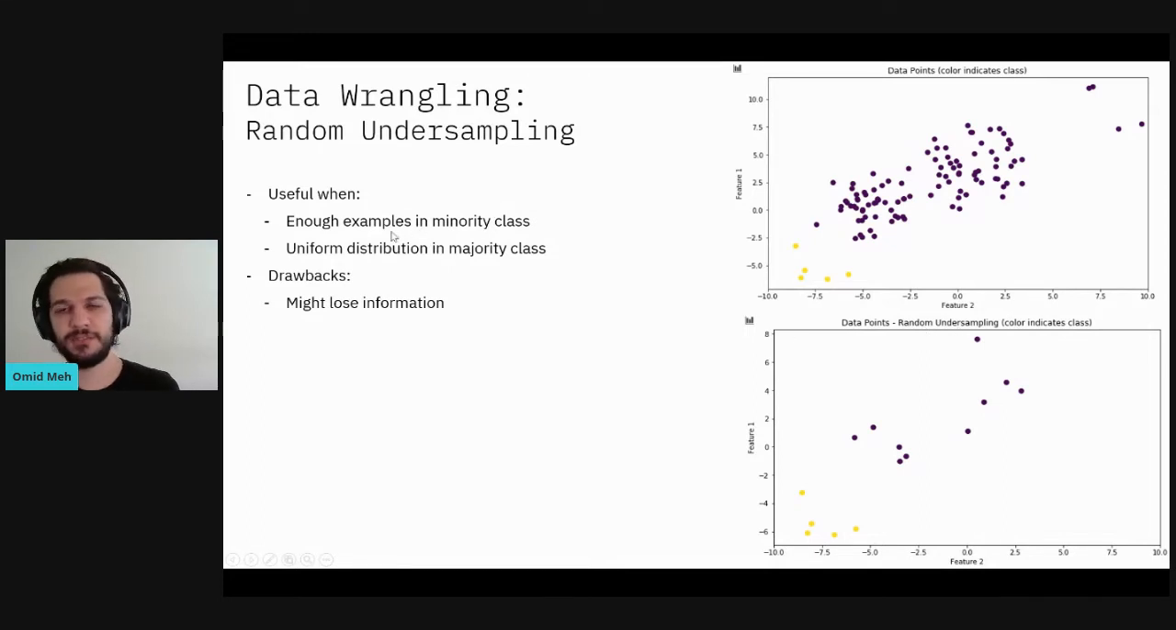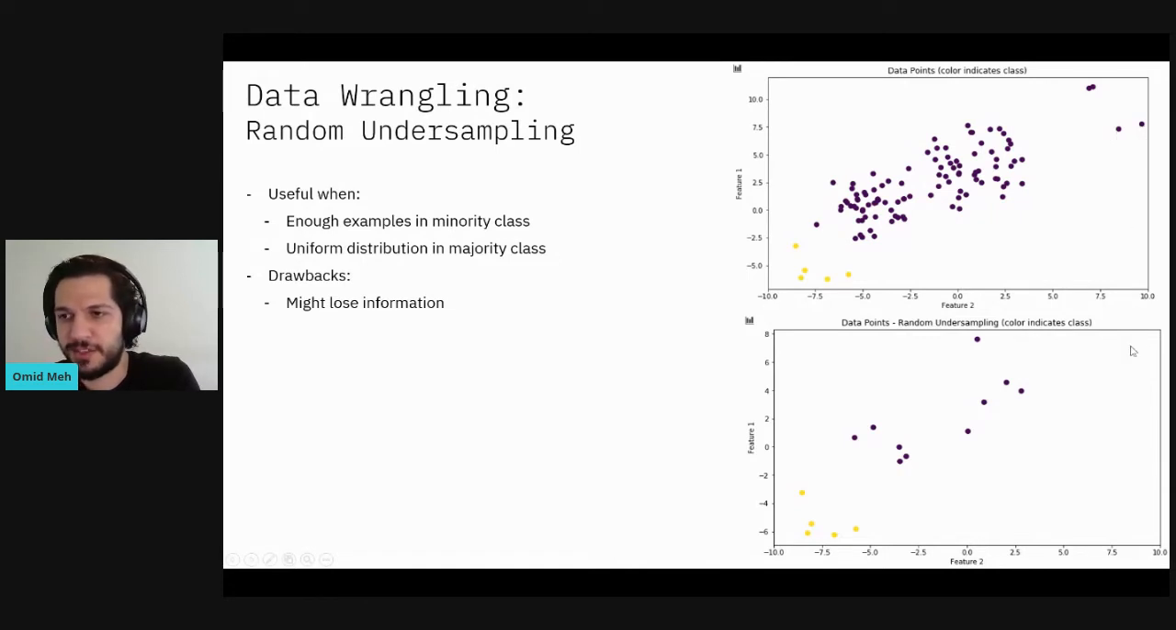But if everything looks uniform enough and your majority class looks uniform enough, you could probably randomly grab some, create a random variable based on your majority set and grab some of them at random. But keep in mind the problem with that is, for example, you could lose these important pieces of information here. So let's keep that in mind. Now, how can we deal with that, right?